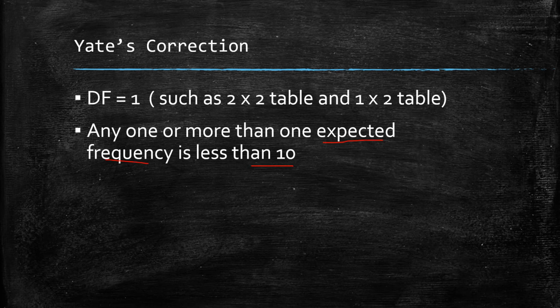The degree of freedom of the given table should be equal to 1, which is possible in the case of a 2 by 2 table and a 1 by 2 table. Both these conditions should be fulfilled for applying Yates correction. Note here that the expected frequency's value should be less than 10. Even if only one value is less than 10, you have to use Yates correction.